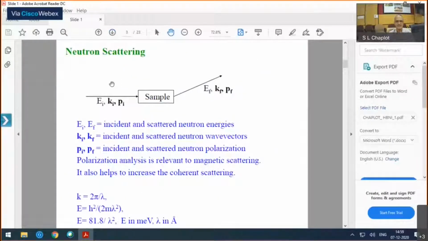Essentially, in neutron scattering, we monitor three parameters: the energy, wave vector, and the polarization of the neutron. So these are the incoming values for the incoming neutron. After scattering from the sample, these are denoted by, again, energy, wave vector, and the polarization. And these changes are what we monitor.